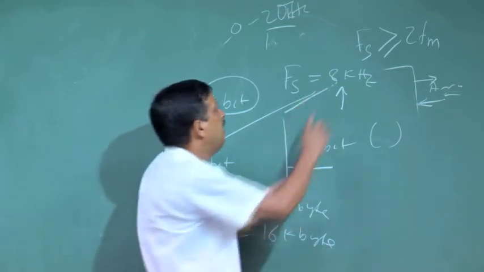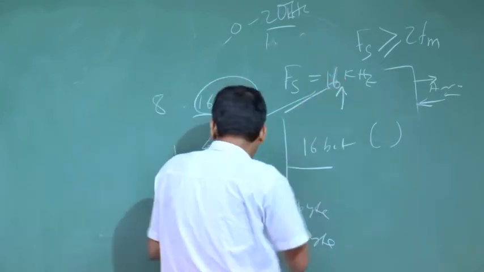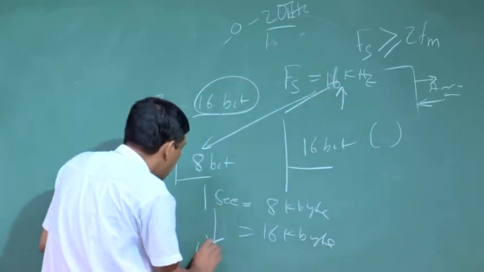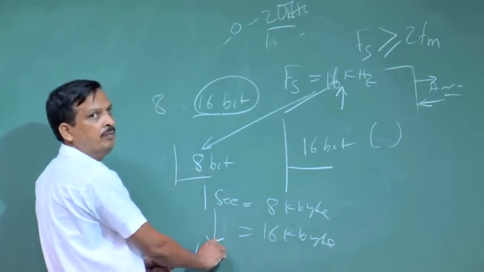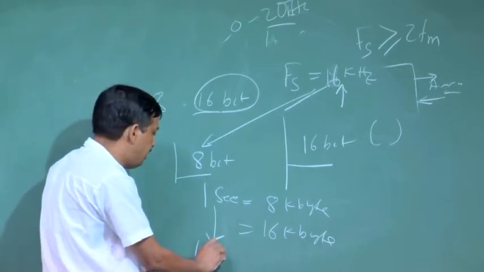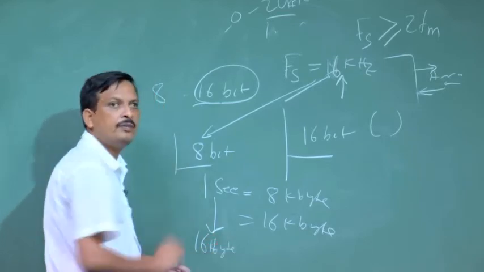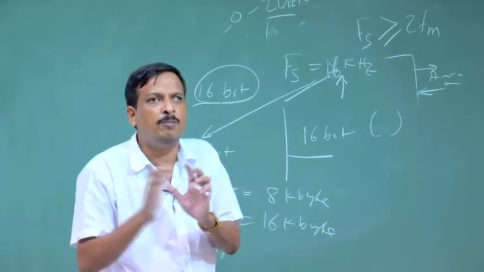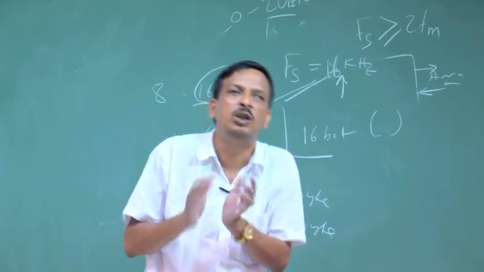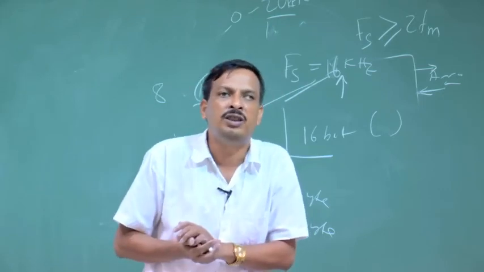Instead of 8k, if it is 16k, that means in 1 second I have generated 16k samples. If each sample is 8-bit, then 16 kilobytes. So, there is a trade-off: what quantization level I should use, and what kind of sampling frequency I should use.